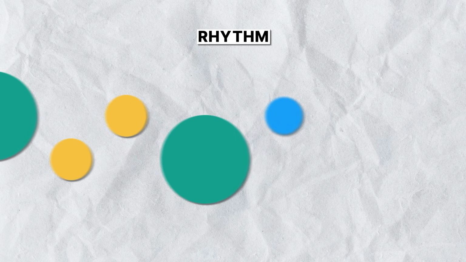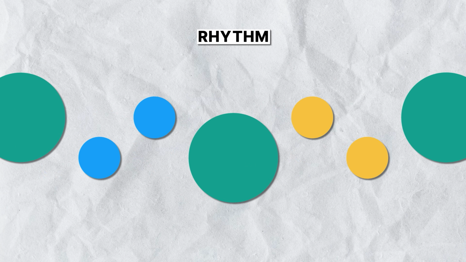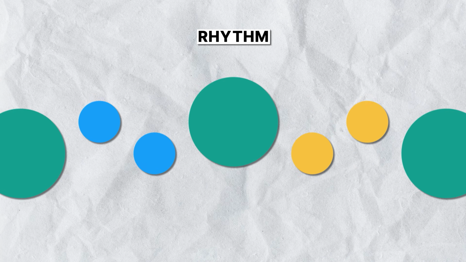So let's move on with our next principle, which is rhythm. Similar to what you know about patterns, rhythm is about using a variation of the same elements repeatedly throughout the design. Now stay with me. Let's think about music for a second.